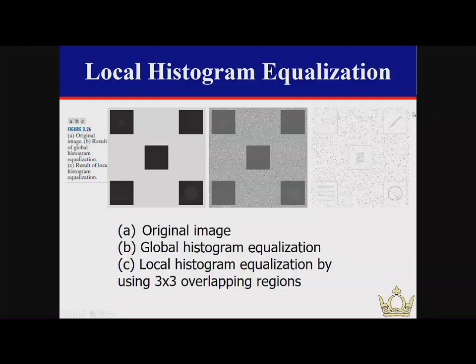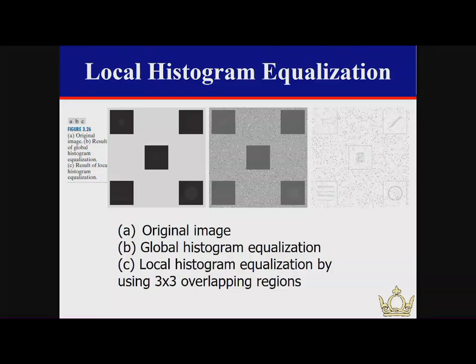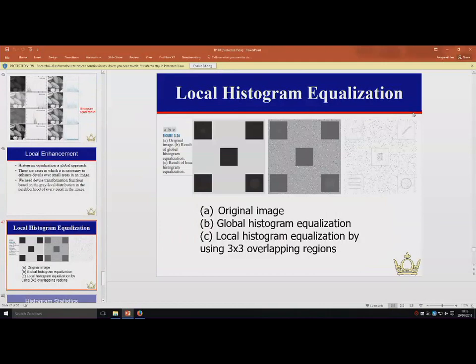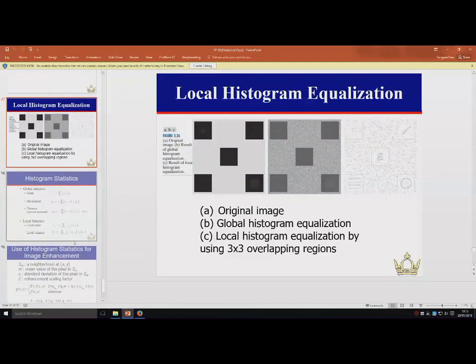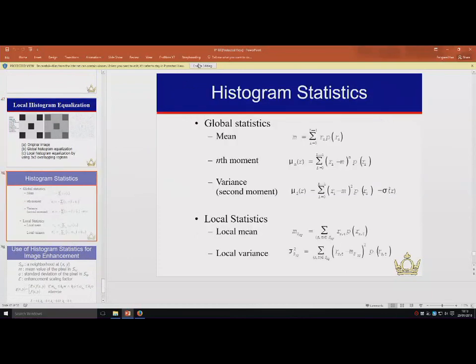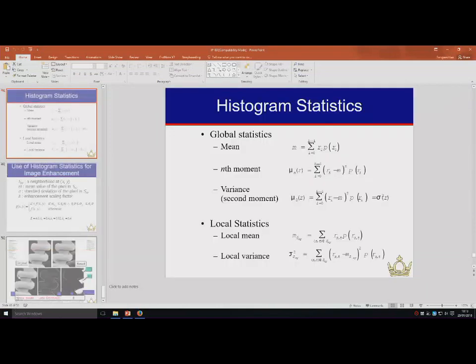Okay, this is local histogram equalization. We don't just use one histogram for the whole image. We can apply histogram equalization to overlapped blocks. It's a local equalization method. And also, I have hidden the slides.